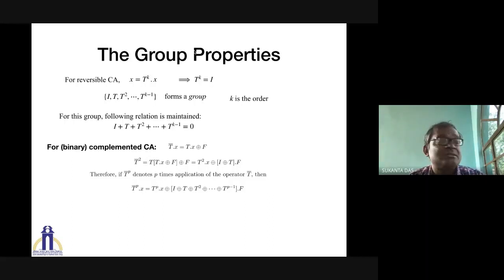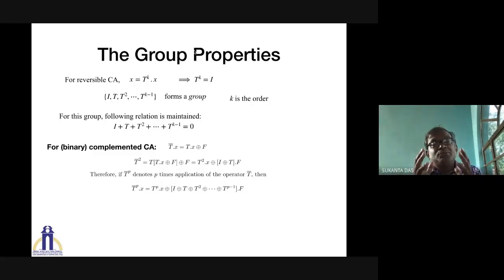Suppose X is my configuration. How can I get the next configuration? How can I go to the next configuration?